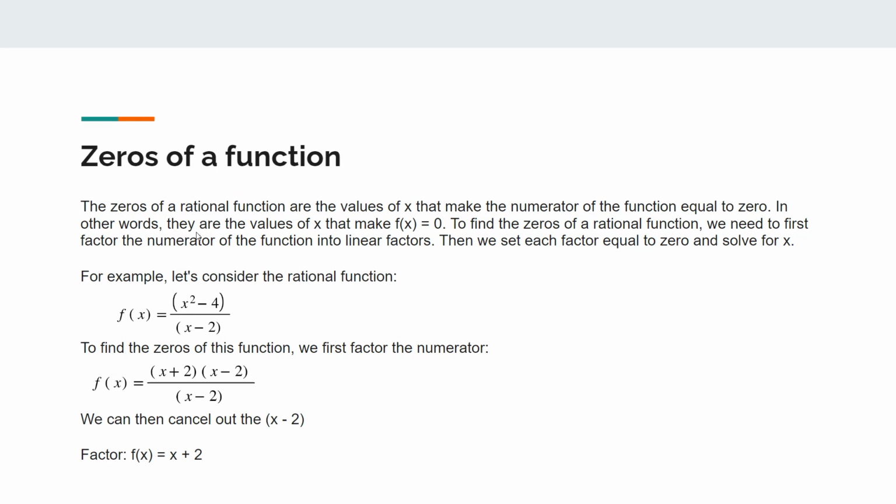Zeros of a function. The zeros of a rational function are the values of x that make the numerator of the function equal to 0. In other words, they are the values of x that make f of x equal 0.